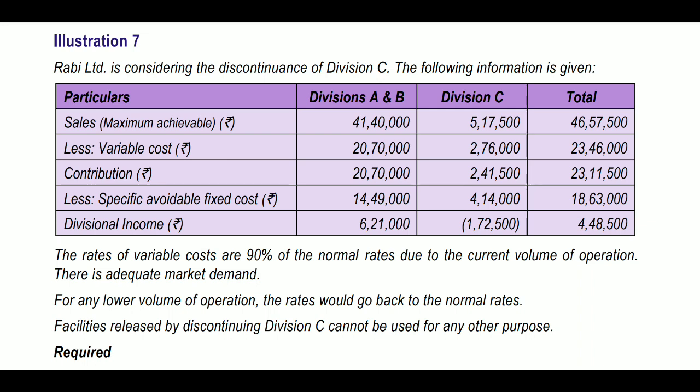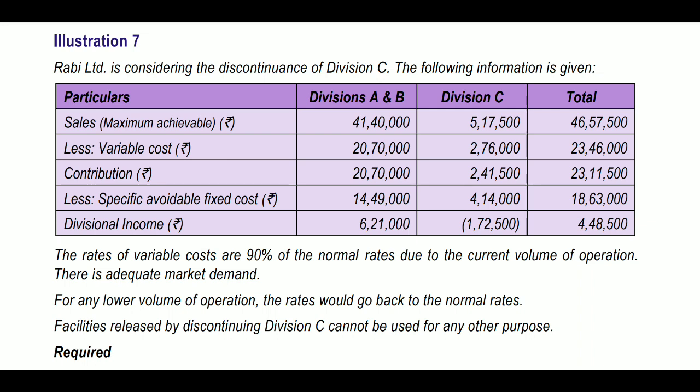Rabbi Limited is considering the discontinuance of division C. The following information is given. So there are divisions A and B and division C, so it has 3 divisions, and it wants to discontinue division C. For that, we will calculate the expected loss if we continue division C, or if we discontinue division C. We will compare both and see which is the lower loss, then we will treat that, so we will continue or discontinue. They have decided to discontinue.